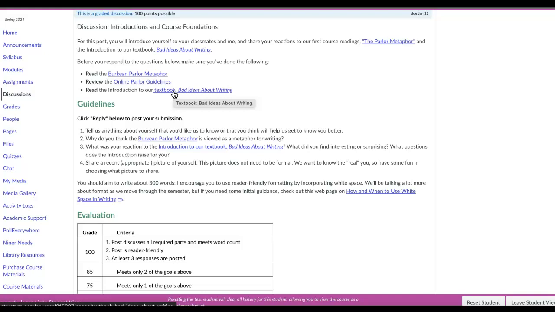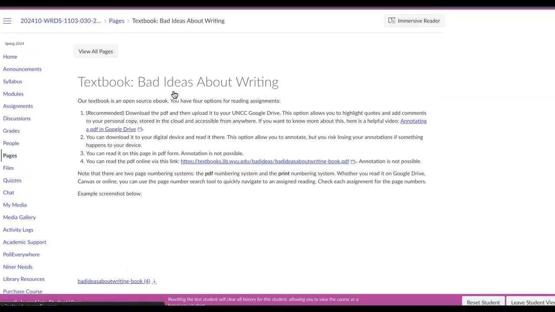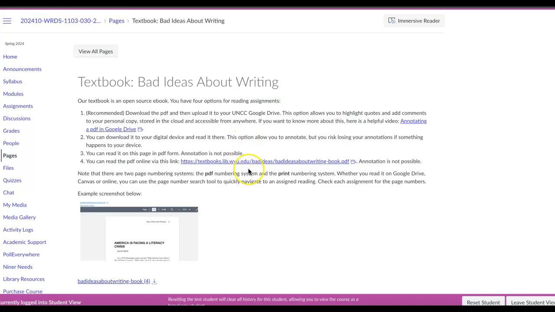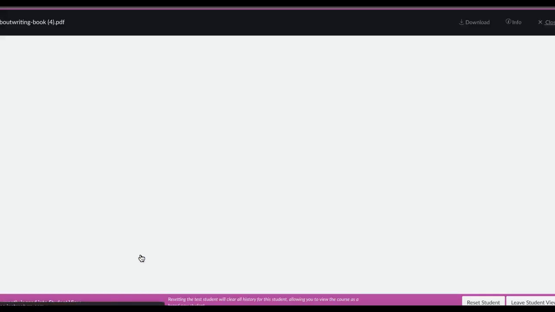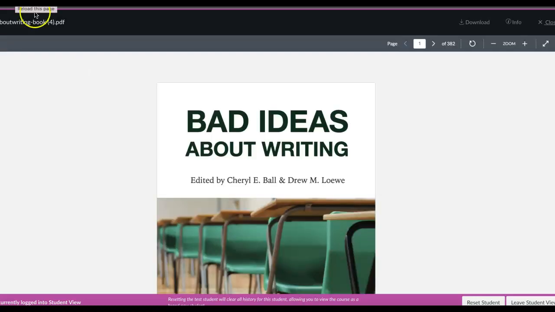Okay, so if you click here, this will take you to a page, and you can either access the book by clicking this, or you can read the PDF online here. But what we're looking at this week is just the introduction. So wait for this to load for us. And the book has, let me go back here. Okay, so the book is loaded.